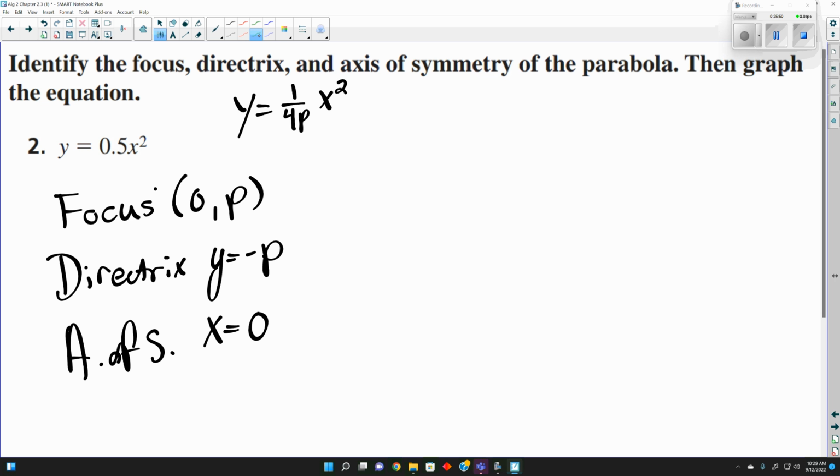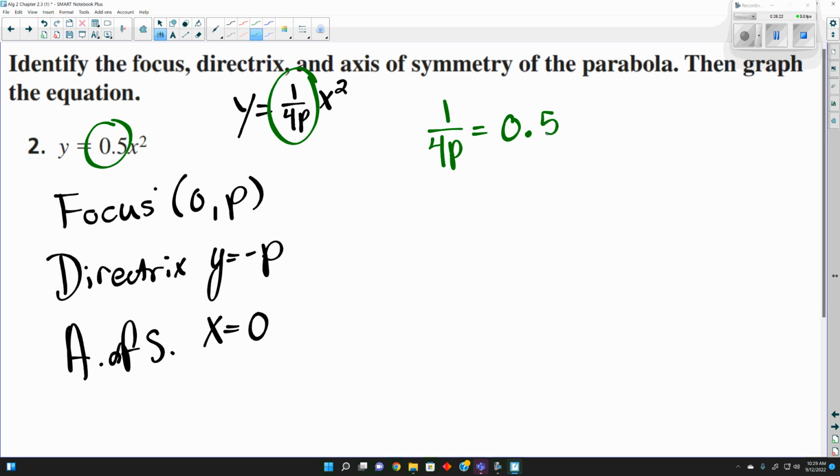And yes, this one's already in the correct form because the y is by itself. We have a number in front of x squared, yes? So what's matching up to our 1 over 4p? The 0.5, yes? So what we're saying is that 1 over 4p is equal to 0.5. It doesn't matter that the other side's not a fraction. It'll still work the same way.